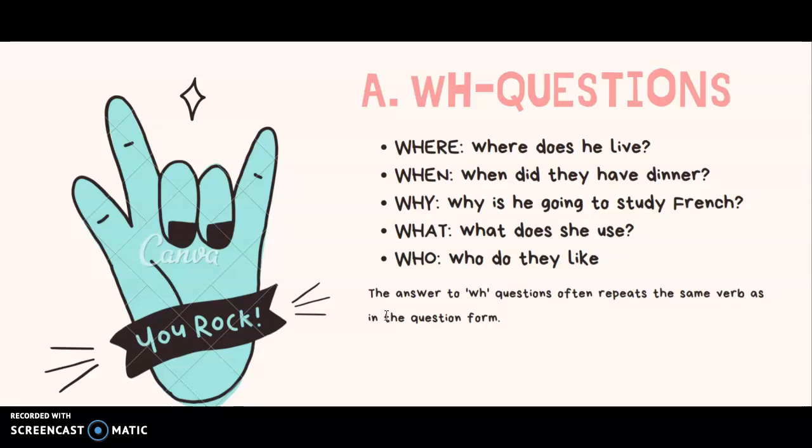There are a few sentences that I have stated here. For instance, where does he live? When did they have dinner? Why is he going to study French? What does she use? Who do they like? The answer to WH questions normally repeats the same verbs as in the question form. For example, where does he live? He lives in Sarawak.